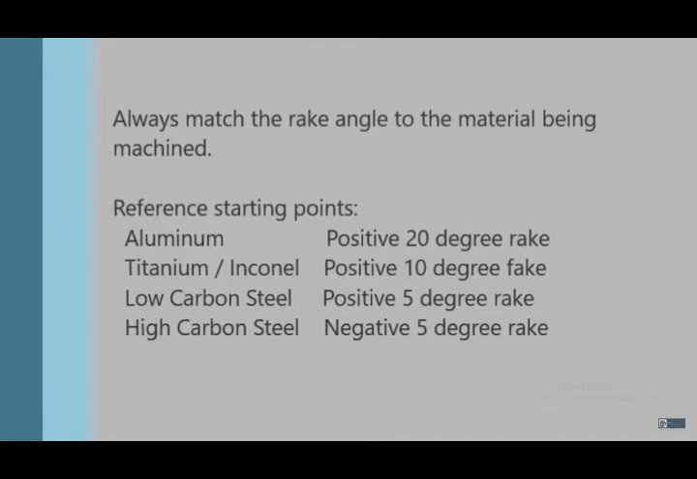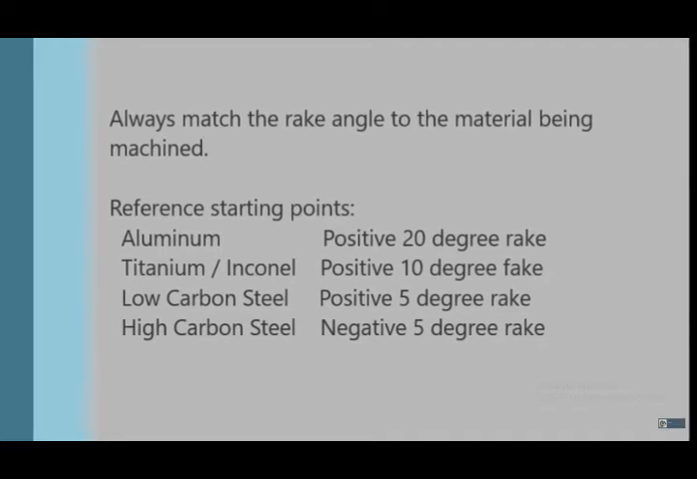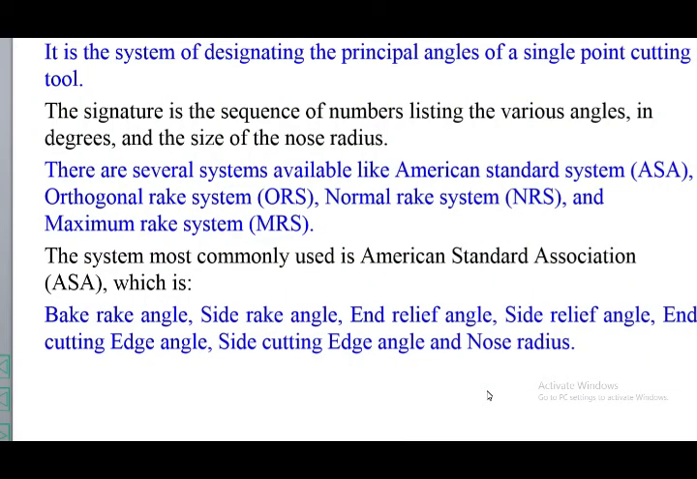Rake angles are always reference starting points. Aluminum has a positive 20 degrees rake angle, titanium and nickel are positive, and low carbon steel and high carbon steel have other rake angles. Already you deeply understand the single point cutting tool geometry and what angles are there. Now, the signature is the sequence of numbers listing the various angles in degrees.